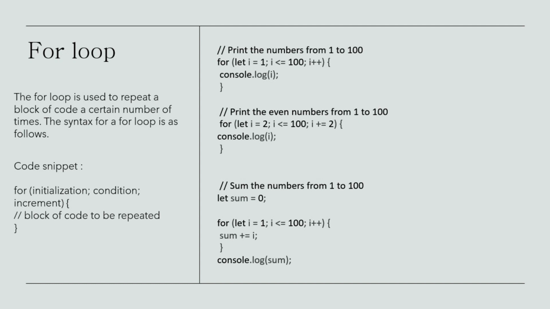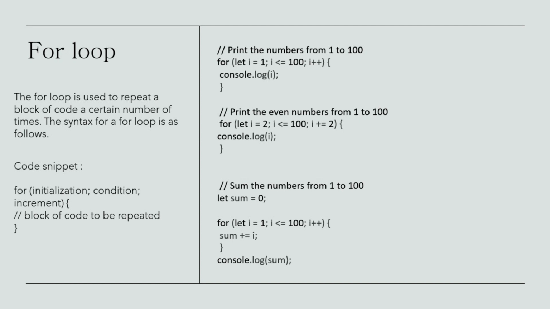Here's how it works. In this example, we use a for loop to print the numbers from 1 to 100. We initialize a variable i with the value 1, set the condition to run the loop as long as i is less than or equal to 100, and increment i by 1 in each iteration. Inside the loop, we simply log the value of i to the console.